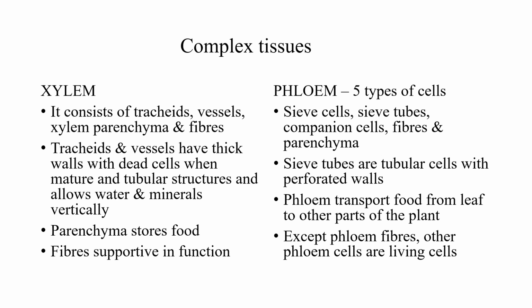Phloem, there are 5 types of elements: sieve cells, sieve tubes, companion cells, fibers, phloem parenchyma. Sieve tubes are tubular cells with perforated walls. Holes are found for the passage of food. Phloem transports food from the leaf to other parts because in the leaf photosynthesis takes place. So food is produced in the leaf, and it is taken to other parts with the help of phloem tissues. Except phloem fibers, other phloem cells are living cells. So phloem fibers alone are dead.